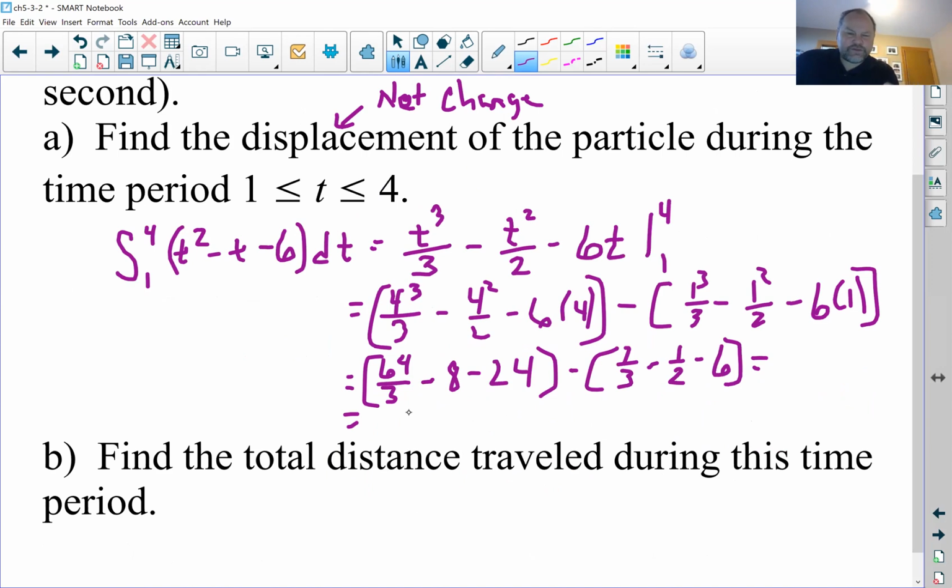So one of the nice things here is if I look at just kind of piece by piece, 64 over 3 minus 1 over 3, that's 63 over 3, which is 21, minus 32. And this is minus negative 6.5, so that's going to be plus 6.5.